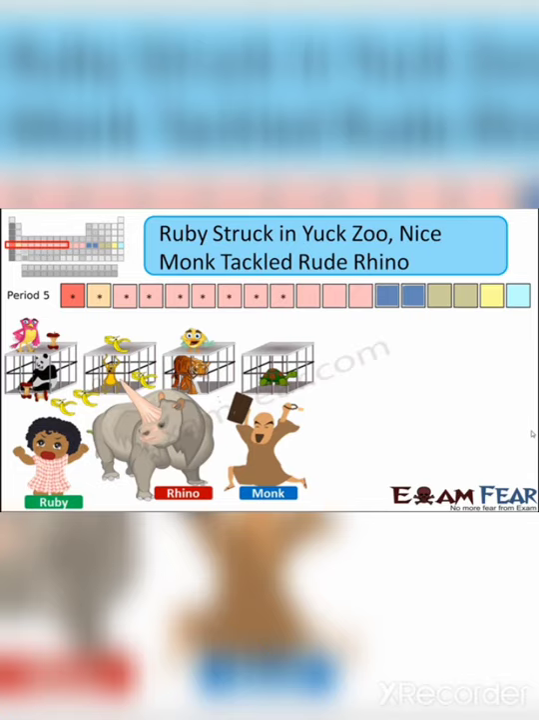We see a big and dangerous rhino. We also see a little girl named Ruby and also a monk. So the story here is this little girl was stuck in this dirty zoo, and the monk comes and he somehow handles and tackles this big rhino. So our memory tip would be: Ruby struck in yuck zoo, nice monk tackled the rude rhino.